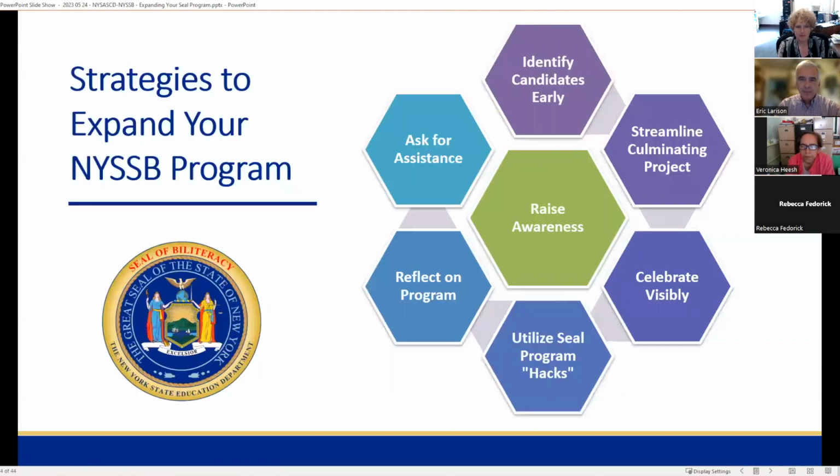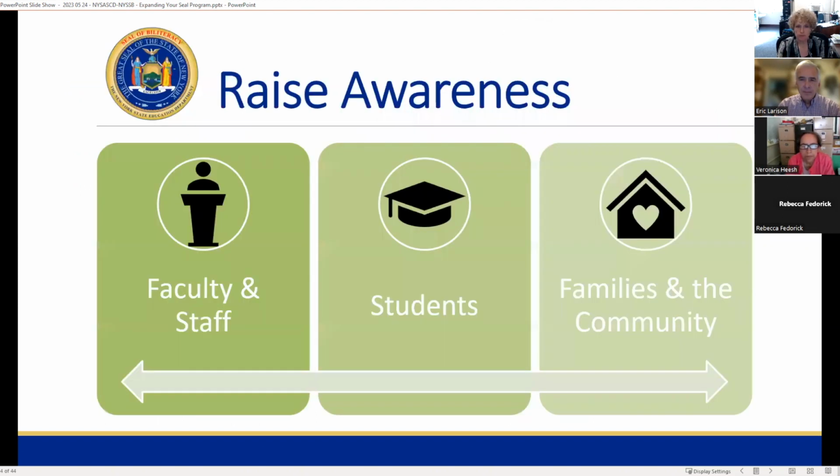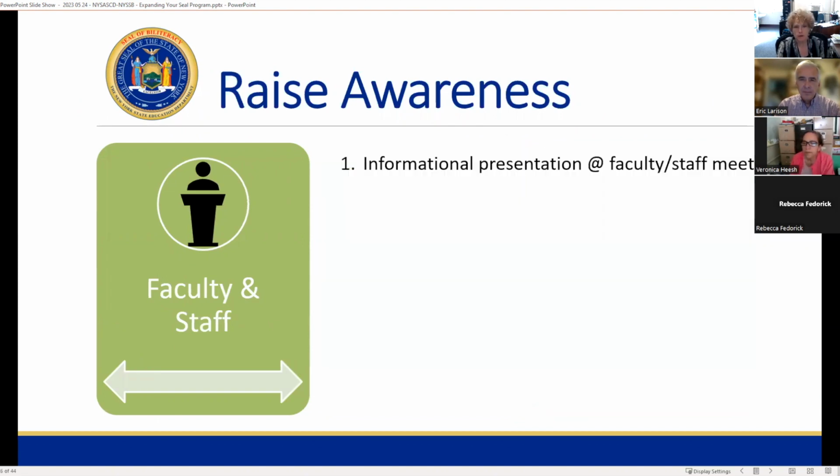So today, we're going to focus on 7 different areas of how to expand your Seal of Biliteracy program, ranging from raising awareness to reflecting on your program. Let's start with raising awareness and identify the stakeholder groups that we're going to be talking about. First are our faculty and staff, then our students, and then finally families in the community.